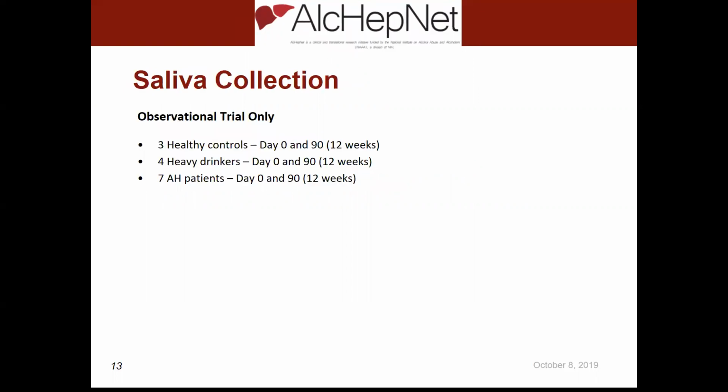This is how we're breaking down saliva collection so far. Dr. McLean from Louisville only wants a little over 100 patients for the observational trial. So to break down between sites, as of now, we'll do 3 healthy controls per site with saliva, 4 heavy drinkers, and 7 alcoholic hepatitis patients.